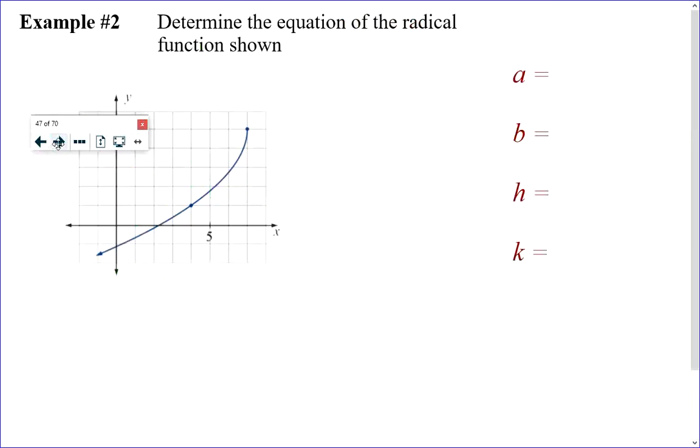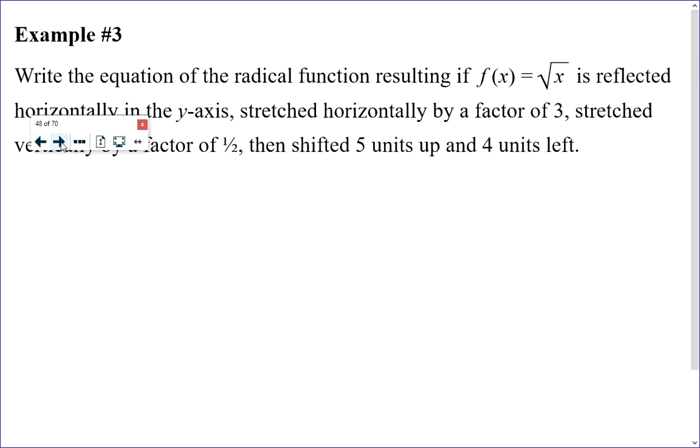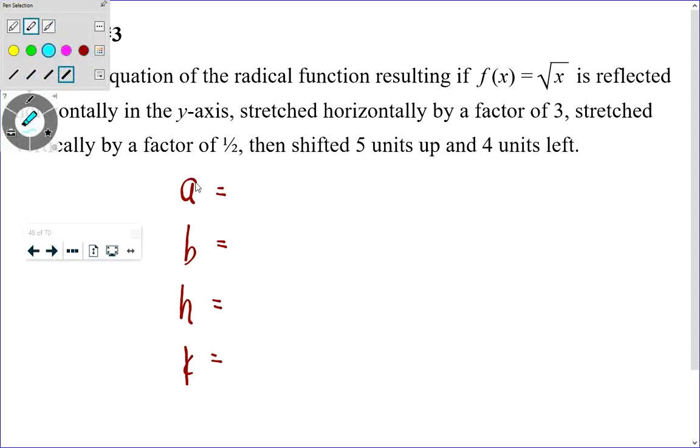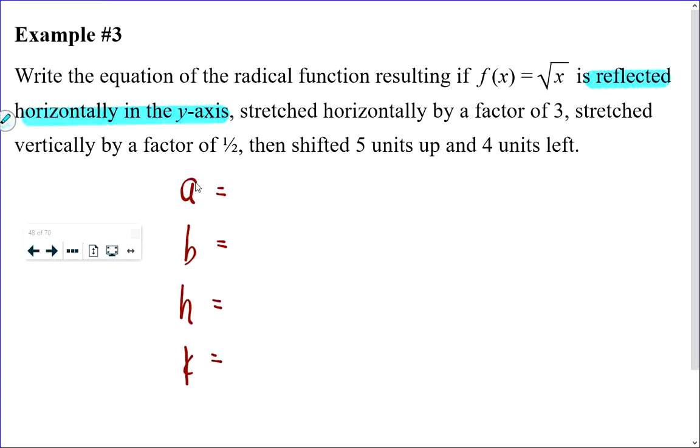We have, I believe, one more question to do. No, two. One more. Yeah, example 3. A, B, H, and K. Reagan, if something is reflected horizontally in the y-axis, which of those 4 parameters is affected? B. And what does that do to B? It's negative. Okay, so we're just going bit by bit here.